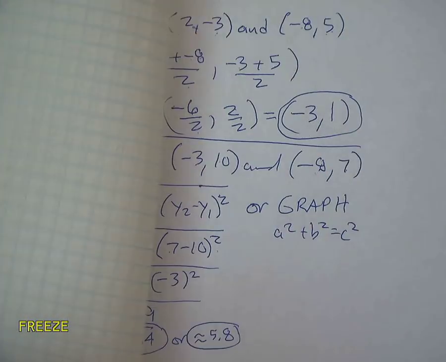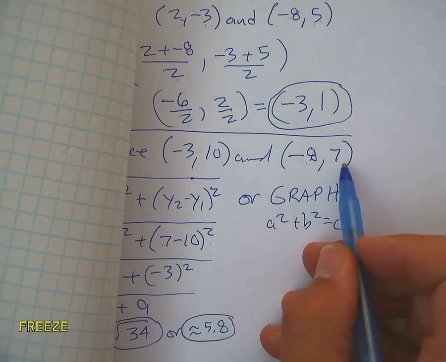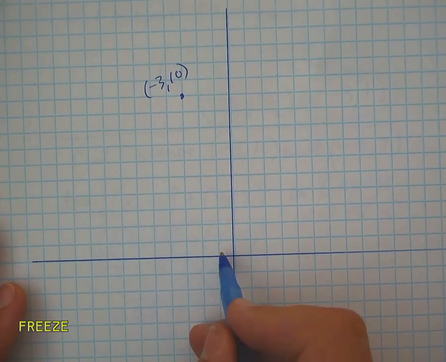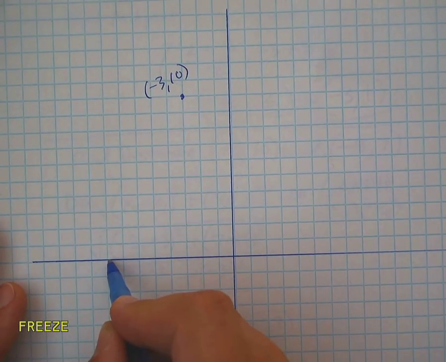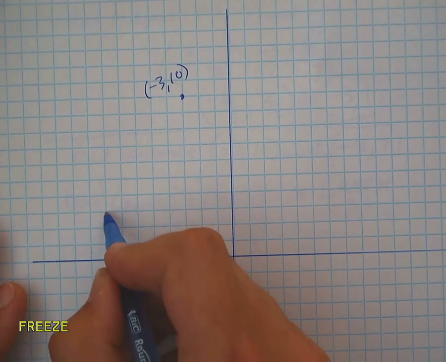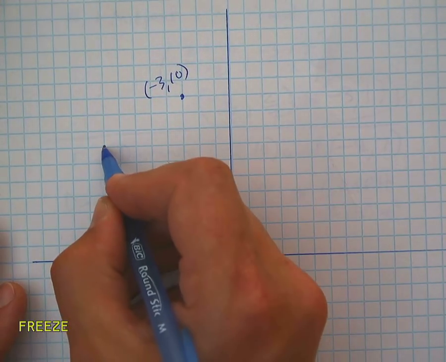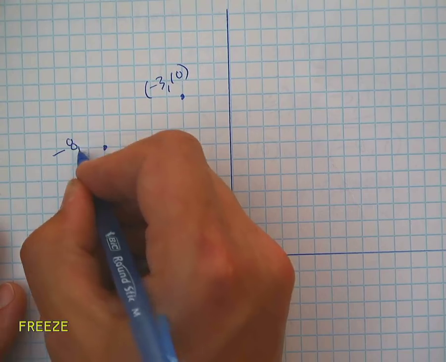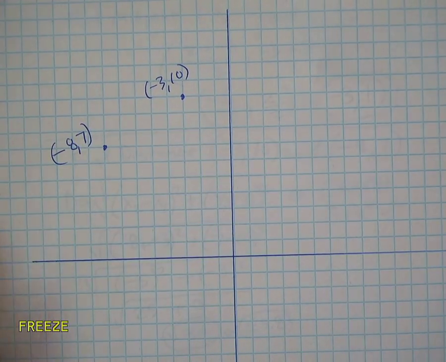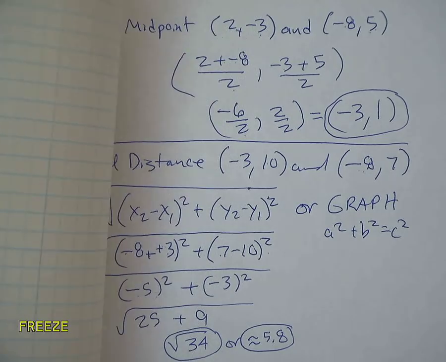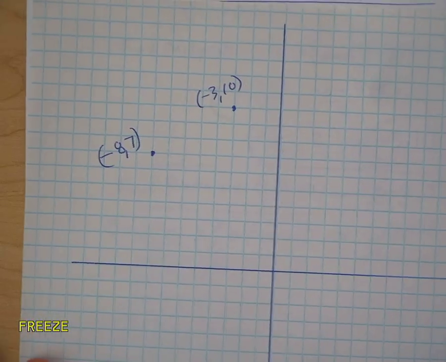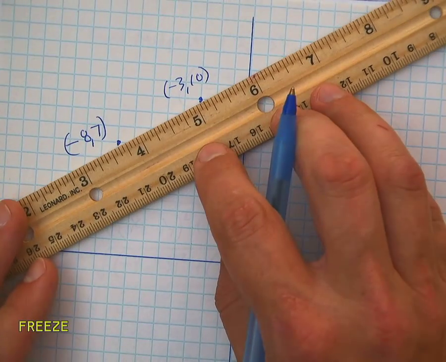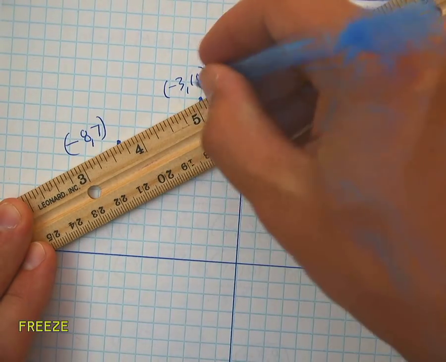Then I look at my next point. My next point was (-8, 7). So I go to the left 1, 2, 3, 4, 5, 6, 7, 8, and up 7: 1, 2, 3, 4, 5, 6, 7. This is (-8, 7). Just going to check to see I got those points right. Yep. All right, now I'm going to connect those two, and that's the length of my segment right here.